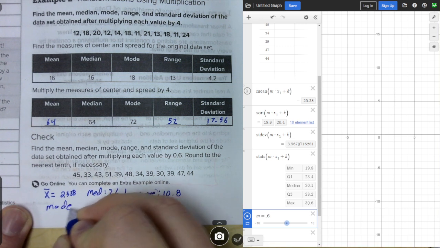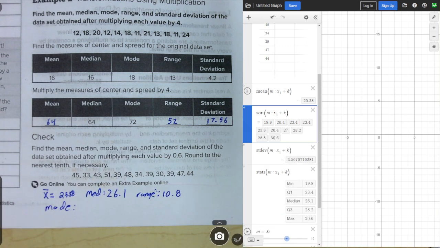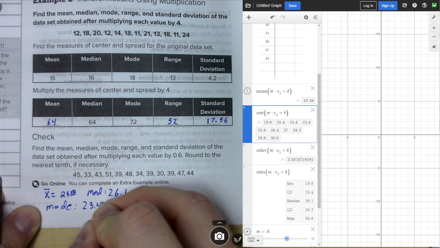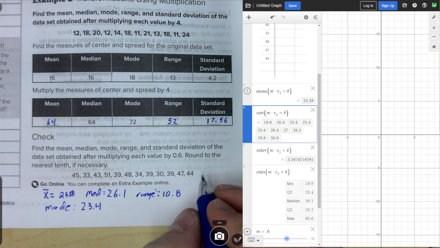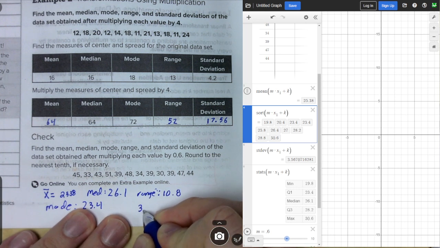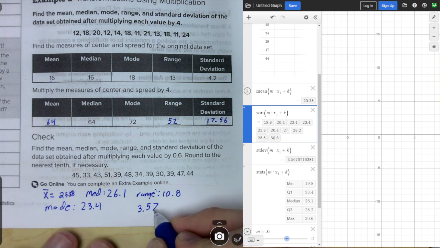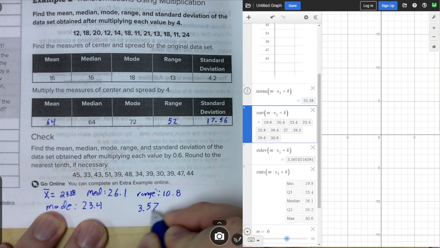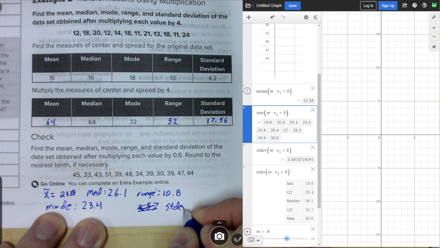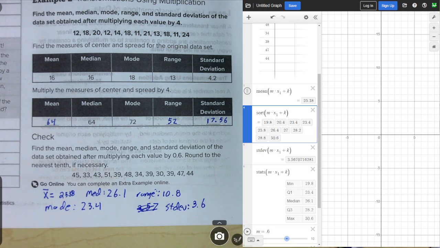Mode. To find the mode, we have to open up our sort command. The most occurring value looks like 23.4. And the standard deviation is 3.57. Oh, it said to round to the nearest tenth. So our standard deviation should be 3.6.